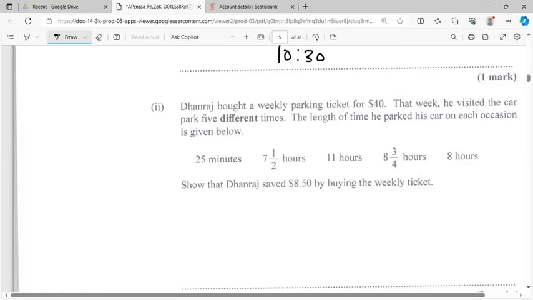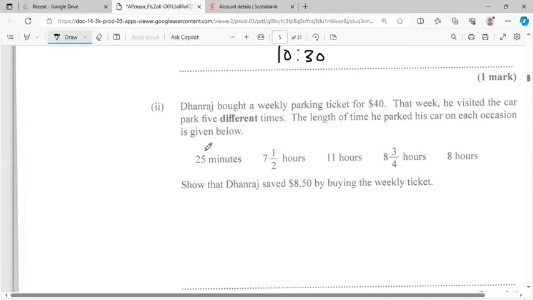Dan Raj bought a weekly parking ticket for $40. That week he visited the car park 5 different times. The length of time he parked his car on each occasion is given below. The first park is 25 minutes, then 7.5 hours, 11 hours, 8.75 hours, and then 8 hours. And it says show that Dan Raj saved $8.50 by buying the weekly ticket. So we already know the answer. So let us work towards it.